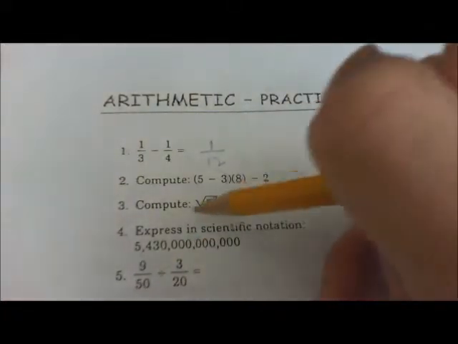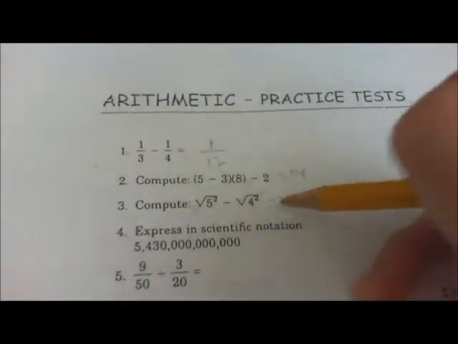Compute. This one, square root and square cancel, square root and square cancel. So it's 5 minus 4 is 1.